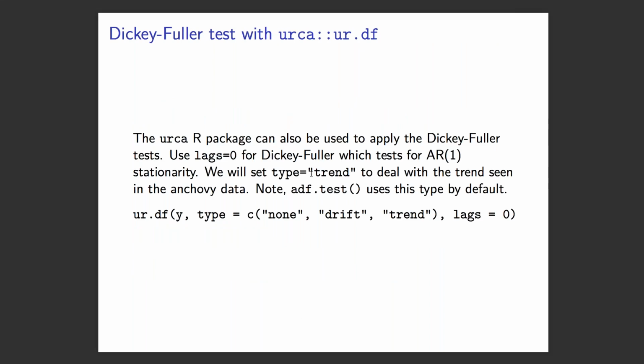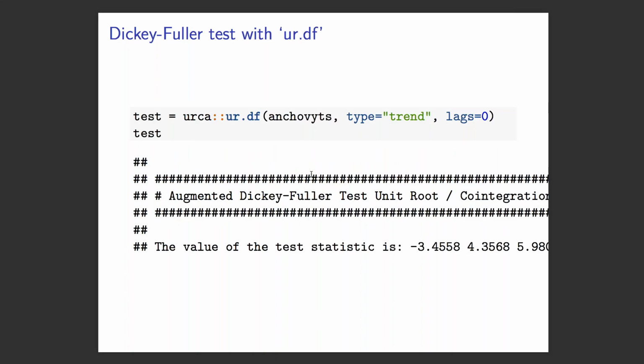We can also do this test with another package called the urca package, and in this one we can specify what type of test we want to do. Could we do a test where we have no constant and no linear trend? Do we want a test where we just have that constant? Or do we want a test where we have both that constant and the trend? Remember, this is the one that the ADF test is using. It will always do this one. We'll see this will have an effect sometimes.